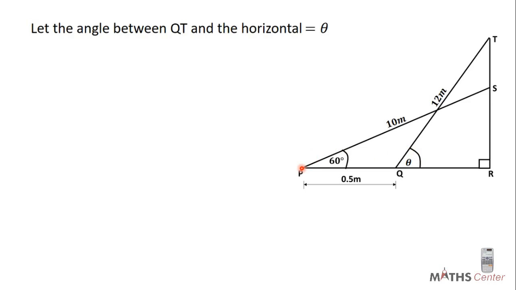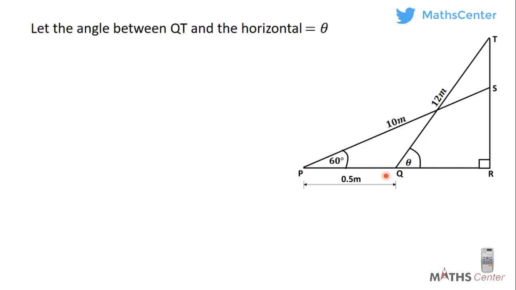In the same way, PSR is also a right-angled triangle. Now, to find theta, we have QT as 12 meters, but we don't know TR. We also don't know QR. The question told us to find TR, which means we are going to find that later on. So to help us find theta, we will need to find QR so that we can use QR and QT to find theta. How do we find QR?